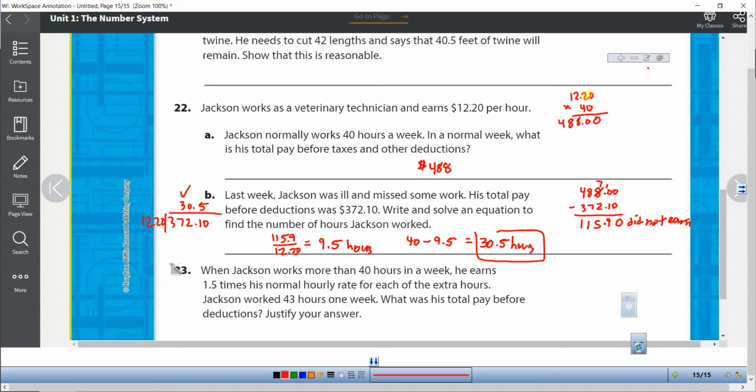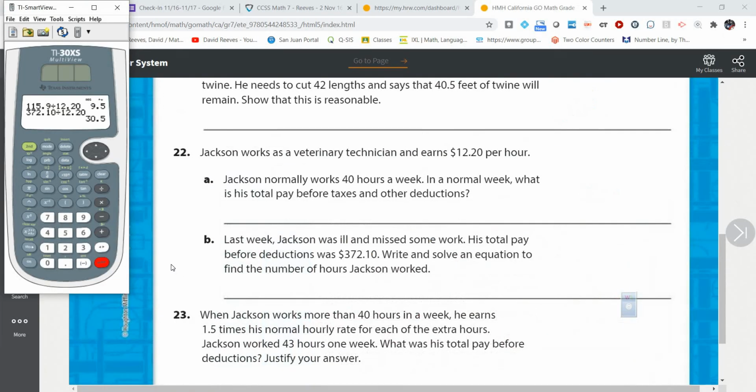I'm going to go ahead and save number 23, let you guys do that one on your own because this video's got kind of long. But if anyone needs help on number 23, just let me know, and I'm happy to work that out for you.